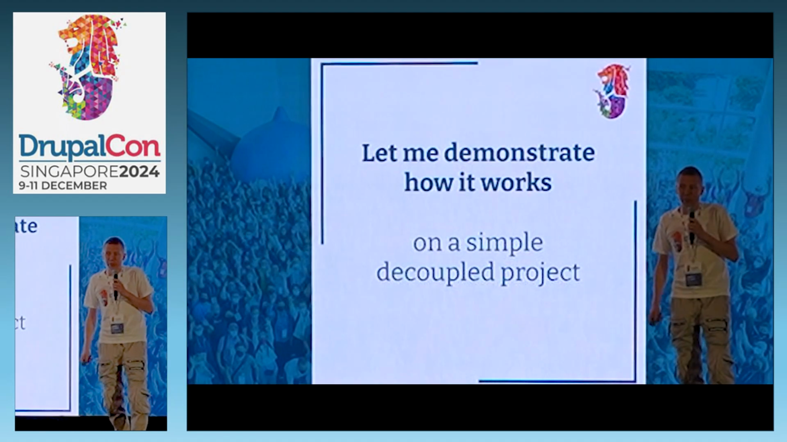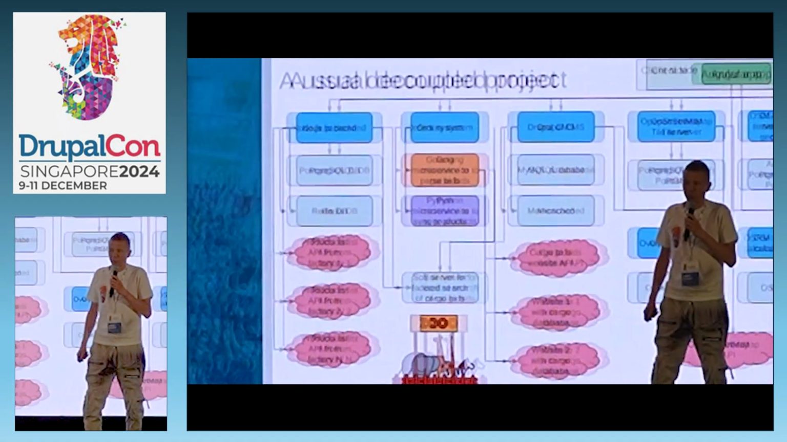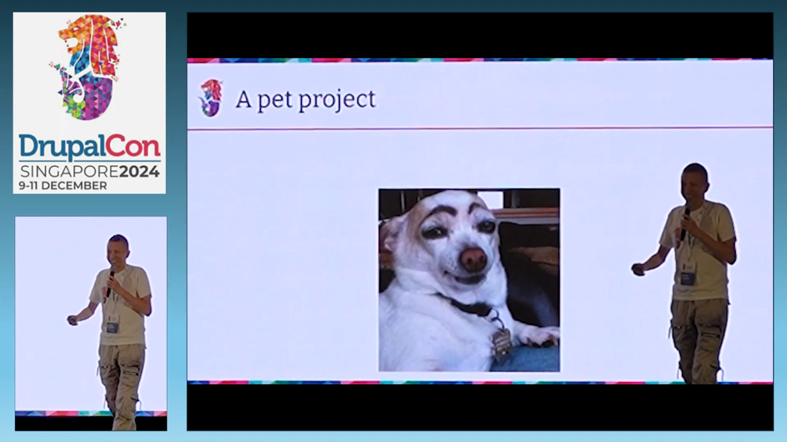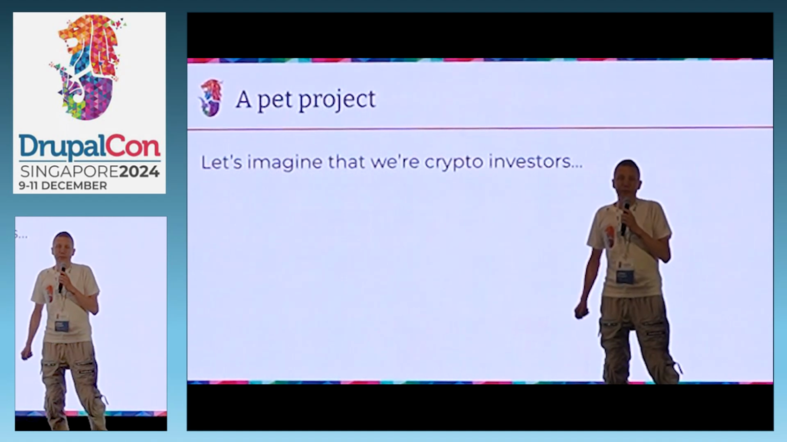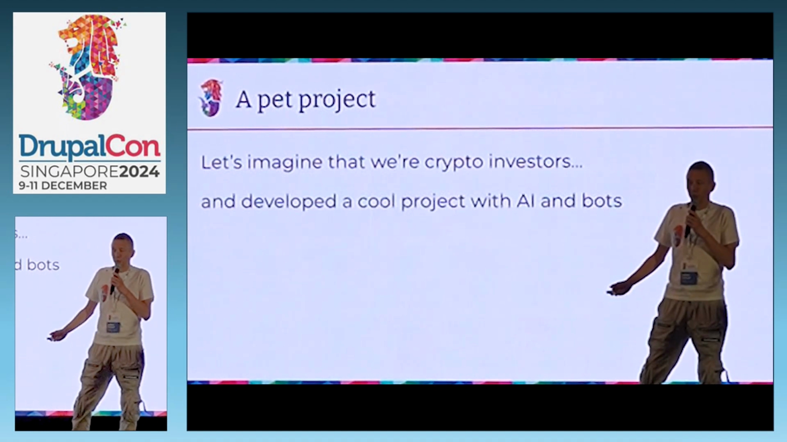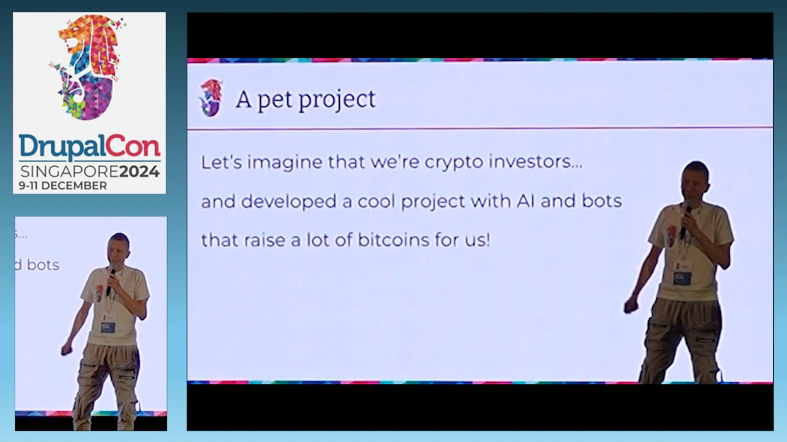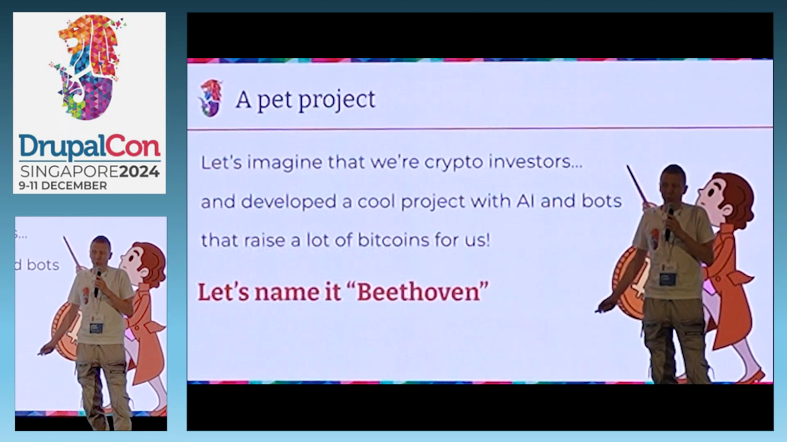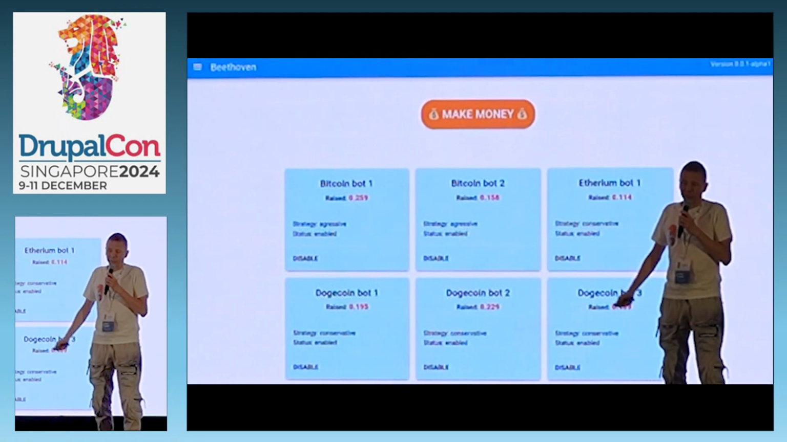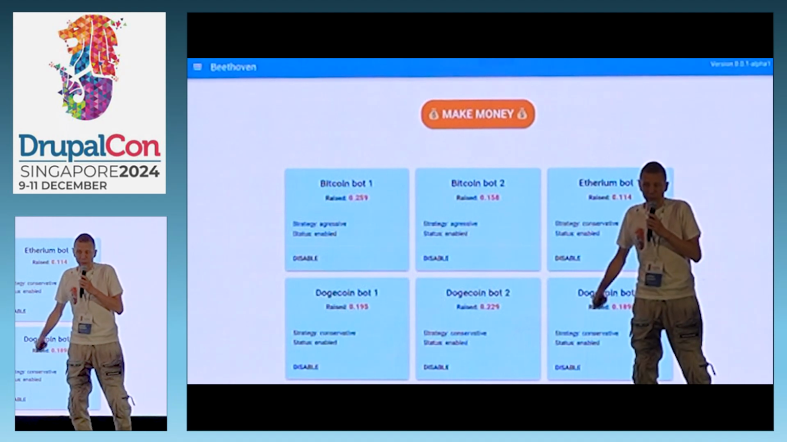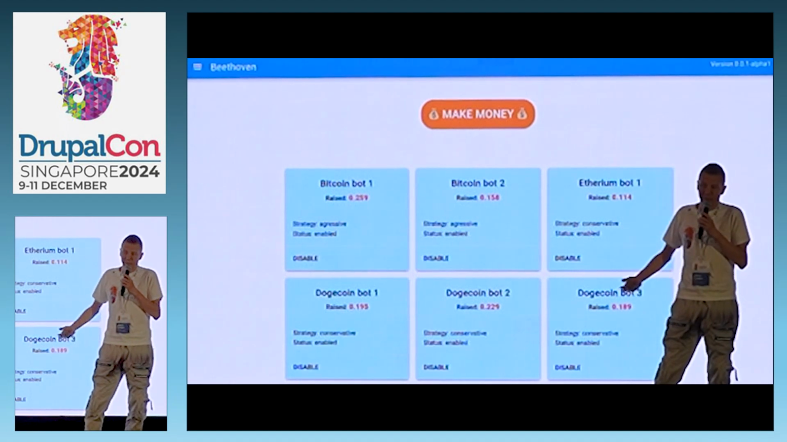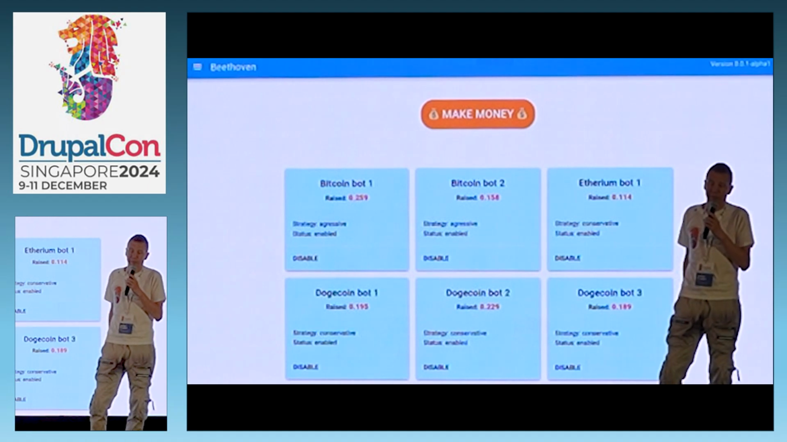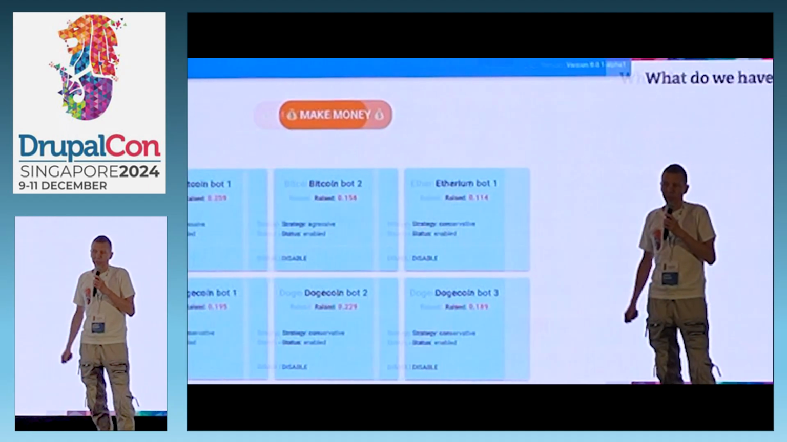And let me demonstrate how it works on a simple decoupled project. Oh, no, not on that project, on a pet project. Let's imagine that we are crypto investors and developed a cool project with AI and bots that raise a lot of bitcoins for us. And let's name it Bitcoin. Here is how it looks. So we have 6 magic bots that raise a lot of money for us, and 1 large gold button that makes a lot of money.